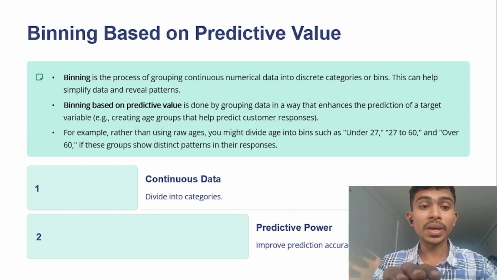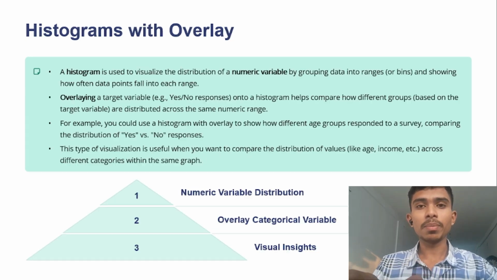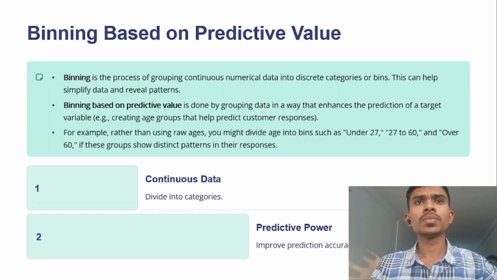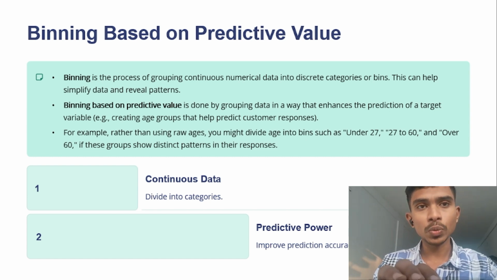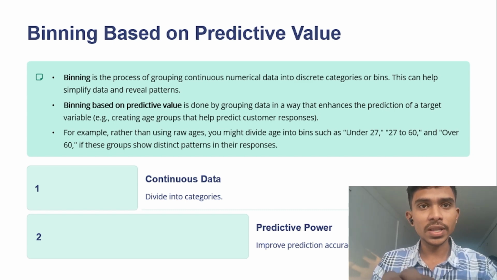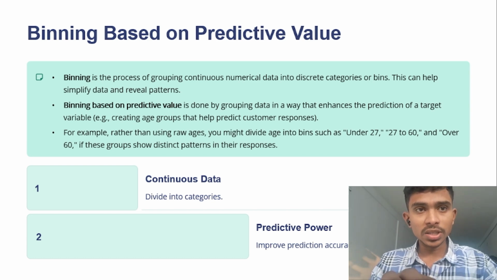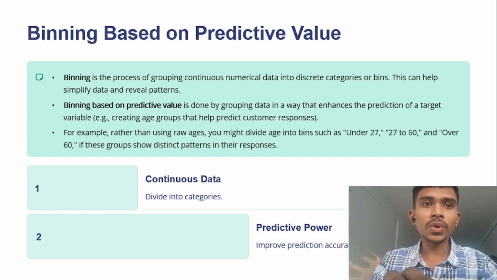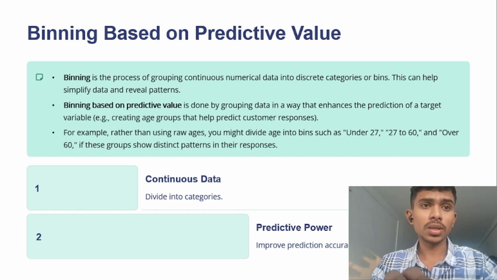Finally, let's discuss binning. Binning based on the predictive value. Binning groups continuous numeric data into categories. For instance, we can divide the ages into groups like under 30, 30 to 50, over 50. This helps in analysis and improves predictive modeling.